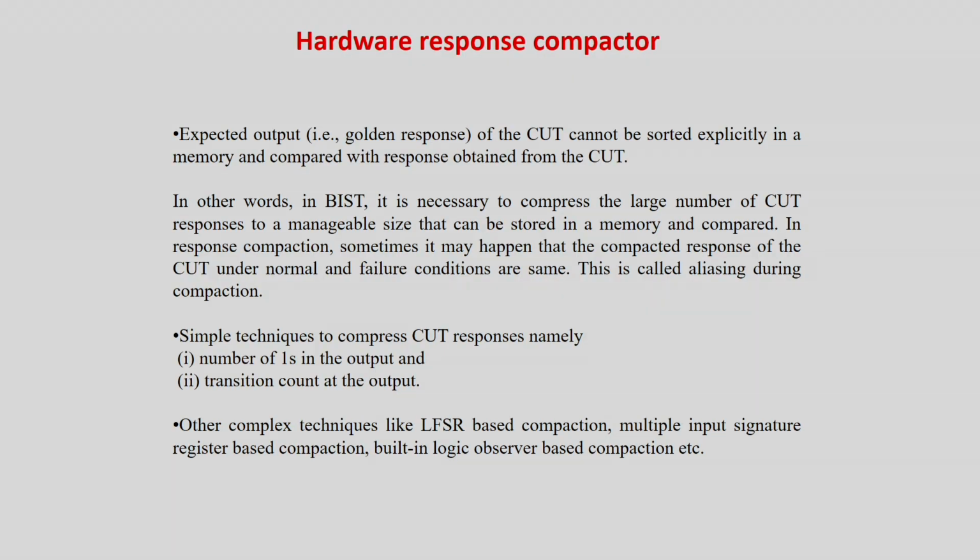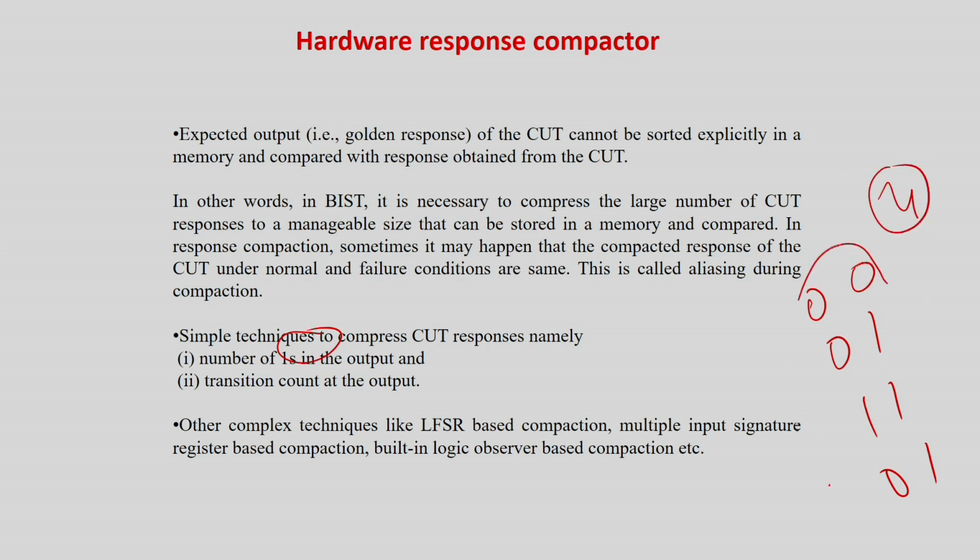We are not going into more depth on this, but rather we try to see two very simple types of compactions and see what the aliasing is and how it can be avoided. So we will look at two very simple compactions in this lecture: the one count and the transition count. One count means if the output sequence is, as I told you, maybe 0 0 0 1 1 1 1 0, something like that, then we will be counting how many ones there are. There are 4, so we will store the value 4. You will just count the number of ones.